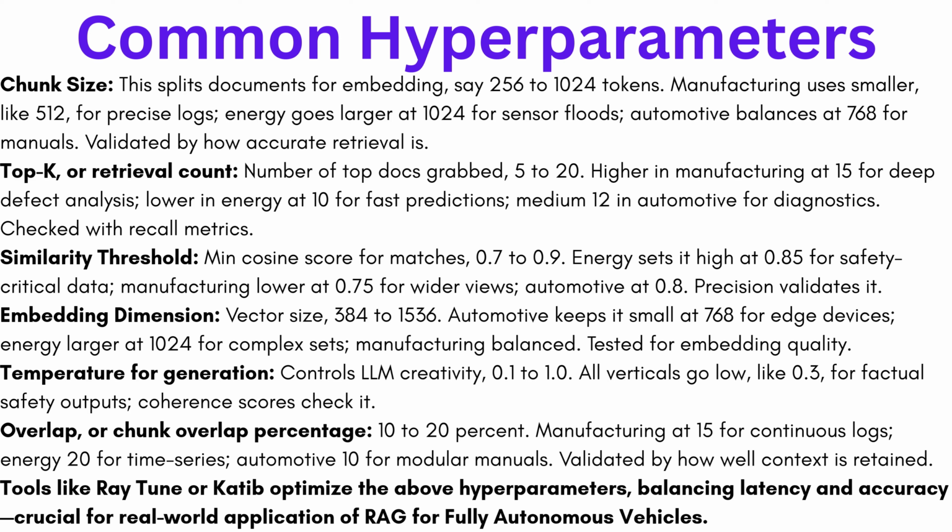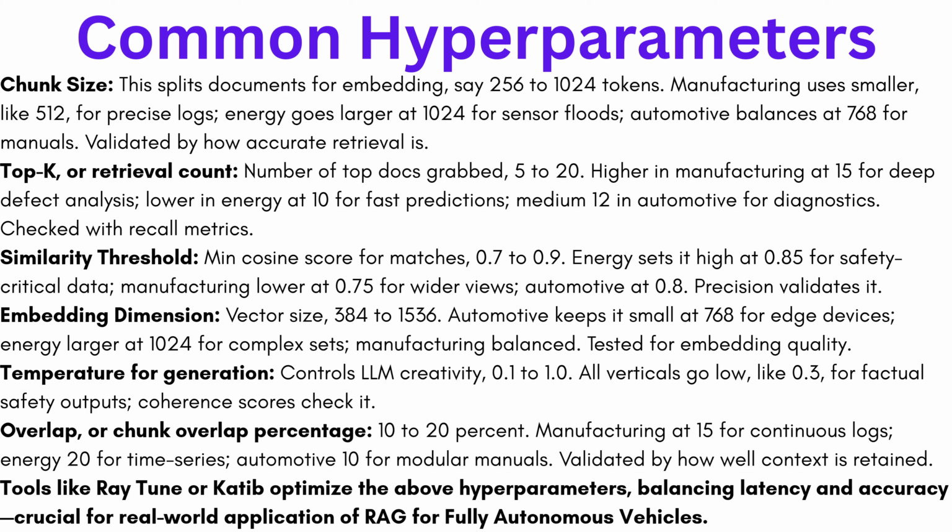Top K, or retrieval count. Number of top docs grabbed, 5 to 20. Higher in manufacturing at 15 for deep defect analysis. Lower in energy at 10 for fast predictions. Medium 12 in automotive for diagnostics, checked with recall metrics.